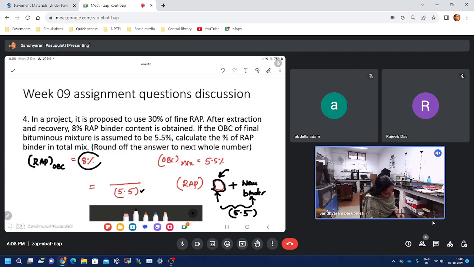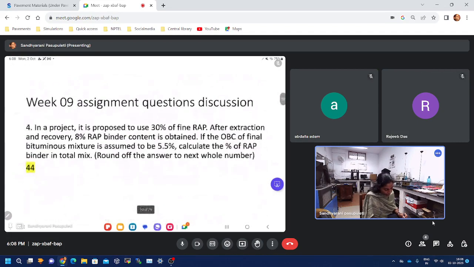It is also given that out of 30% of RAP, 8% is the binder. That means 30% RAP, meaning aggregates coated with bitumen, is 30% of the total mix. In that 30%, only around 8% is binder. So 8% of 0.3 is actually the binder content in the RAP. So how much percentage of the total binder content is this? Already the total binder content is given as 5.5. So if we do 8 into 0.3 by 5.5, we will get 44.